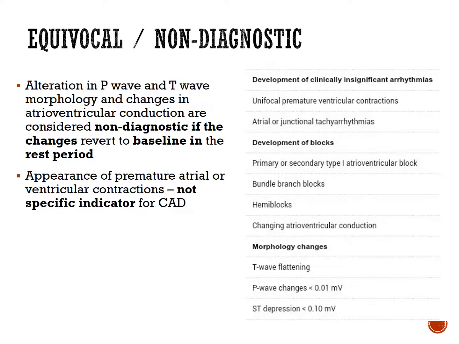So next is the equivocal. Equivocal happens when there is alteration in the P wave and the T wave. So this equivocal only involves the P wave and the T wave, unlike the others. It will also happen if there are changes in atrioventricular conduction, and if there is an appearance of a premature atrial or ventricular contraction, but it is not a specific indicator for CAD.